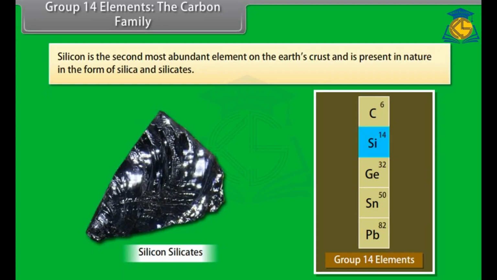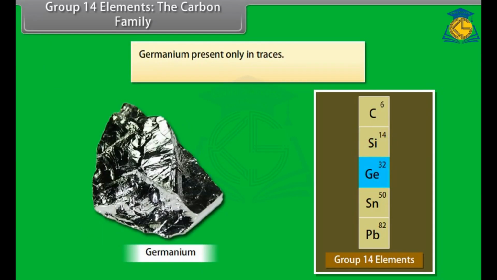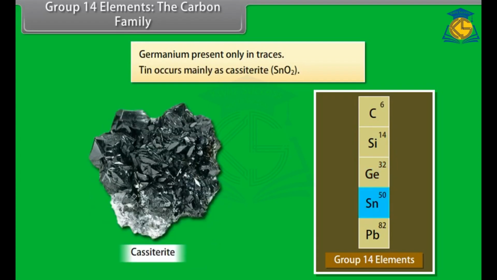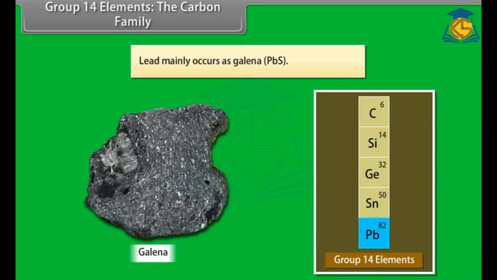Silicon is the second most abundant element in the Earth's crust and is present in nature in the form of silica and silicates. Germanium is present only in traces. Tin occurs mainly as cassiterite, SnO2. Lead mainly occurs as galena, PbS.